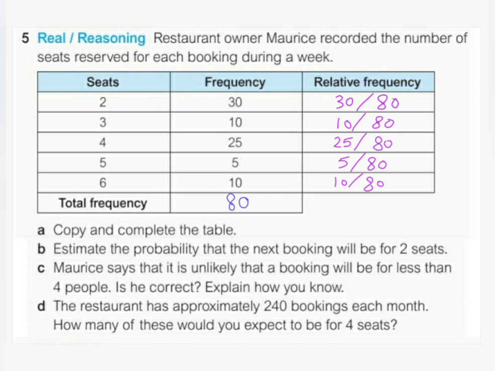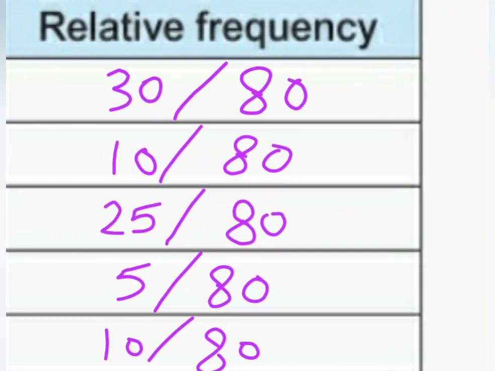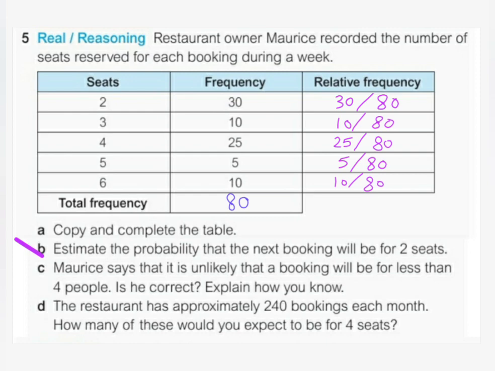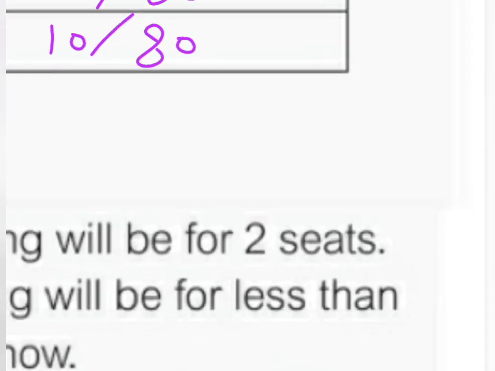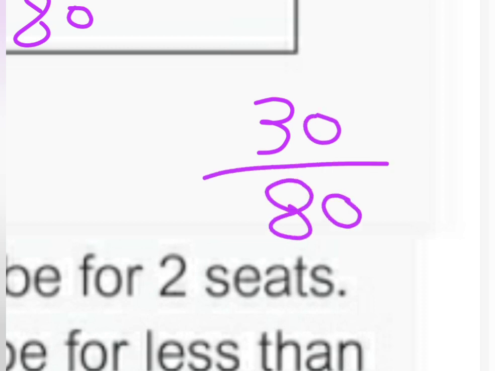Now let's answer the questions together. B. Estimate the probability that the next booking will be for 2 seats. For the probability for 2 seats, we're going to use the relative frequency of the 2 seats, which is this one, 30 over 80. Or we can say 3 over 8. We will write it here as 30 over 80, or 3 over 8, same idea.